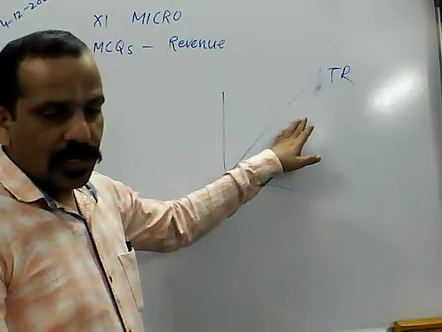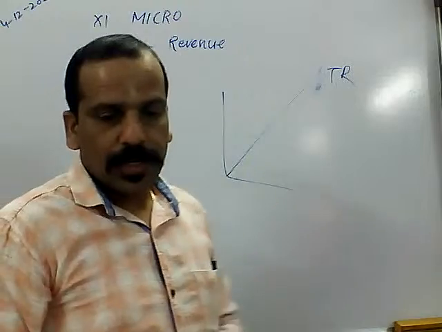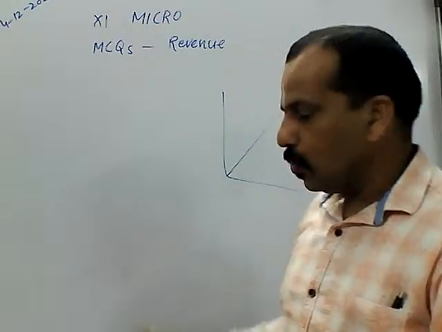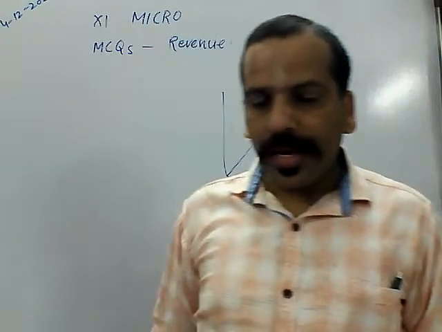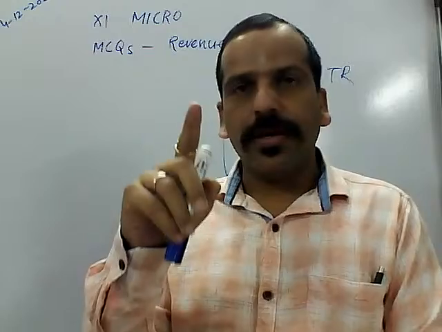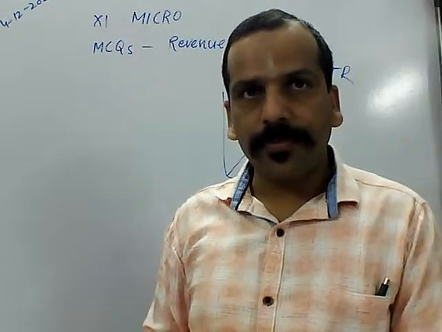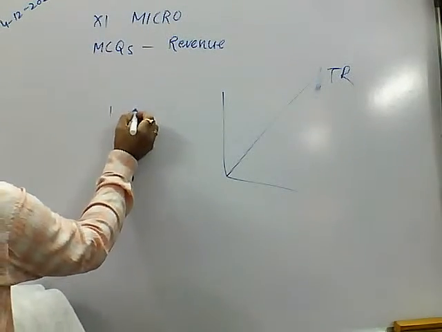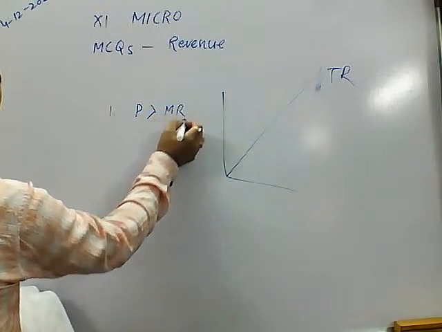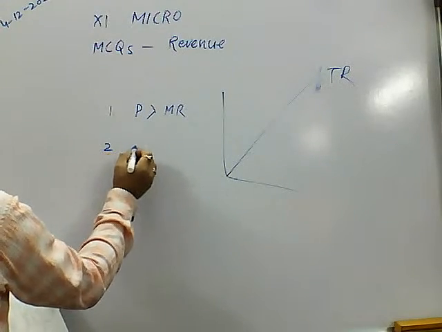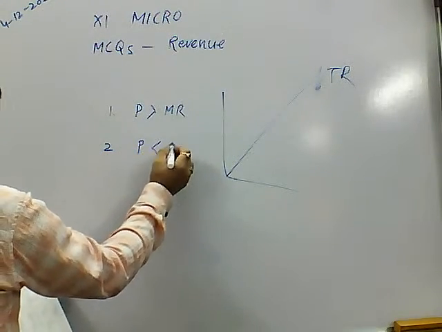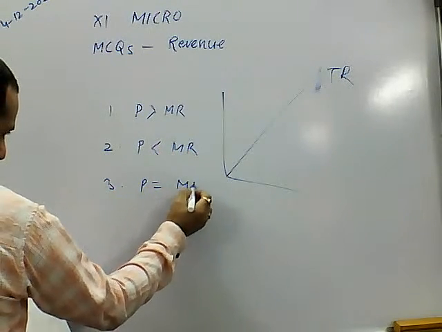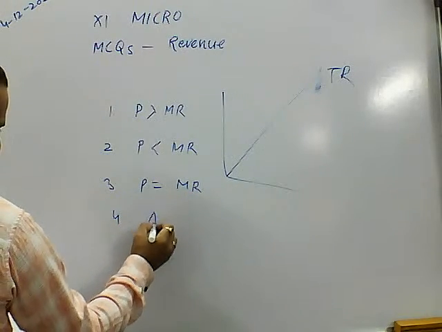If a firm's total revenue curve takes the form of a straight line which passes through the origin, then first option, price is greater than marginal revenue. Second option, price is less than marginal revenue. Third option, price is equal to marginal revenue. Fourth option, all.